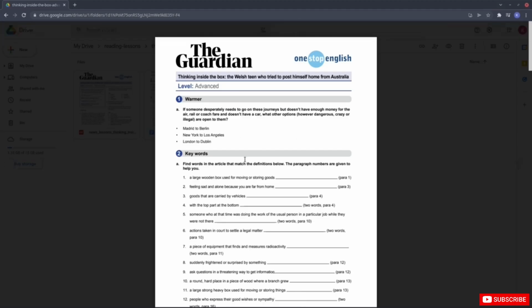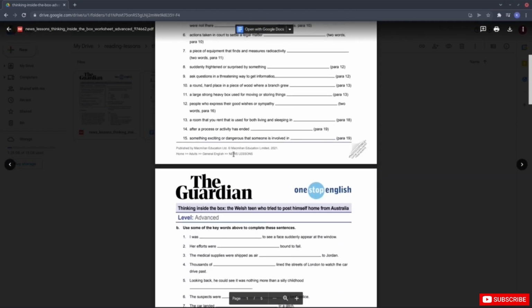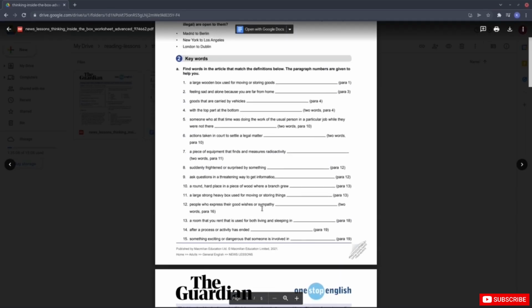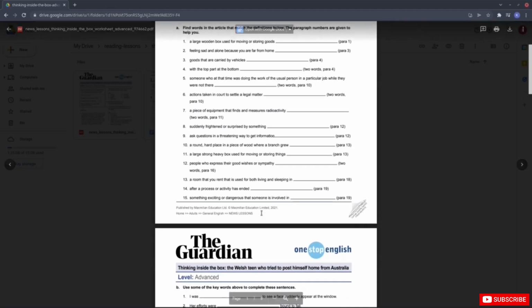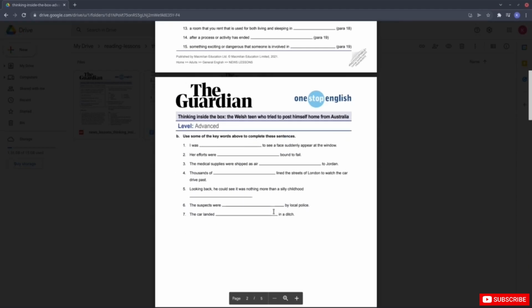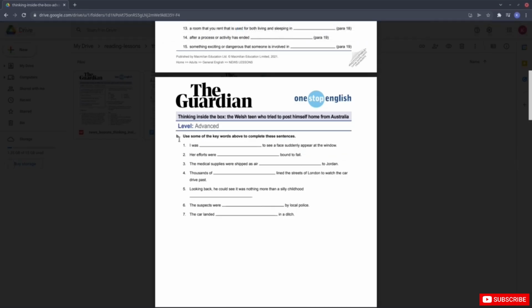So let's say we've gone through, maybe we've done the warmer, we've done the pre-teaching, and I want to bring the student's focus here to exercise B on page 2. I would do it something like this. Actually, you know what? Before I tell you what I would do, I'll tell you what I wouldn't do. I wouldn't say, okay, let's go to page 2. Let's look at exercise B. Use some of the key words above to complete these sentences.